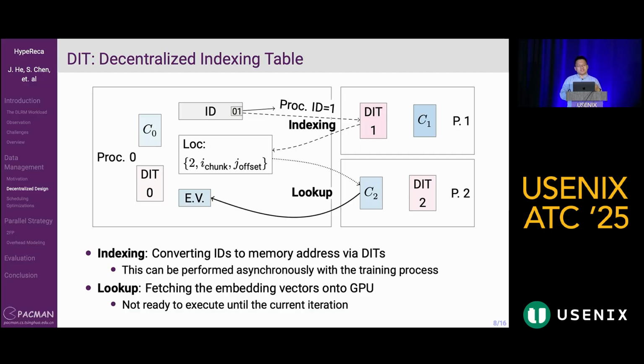And due to consistency considerations, we do not want to use outdated data because we want to keep the mathematical equivalence to the original training process. So we must not call it too early. So we just call the lookup process before each training iteration, just like the original data loader does.